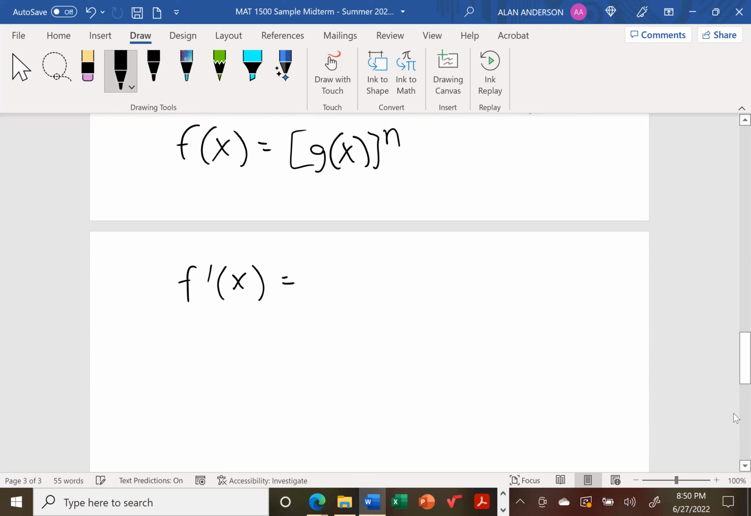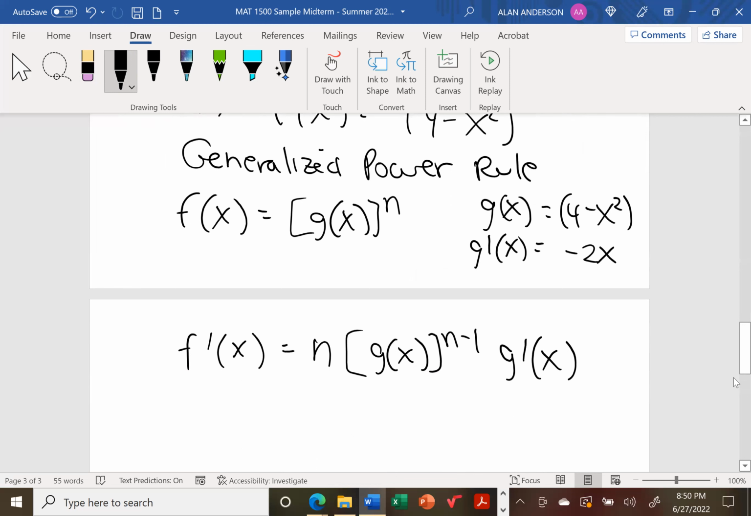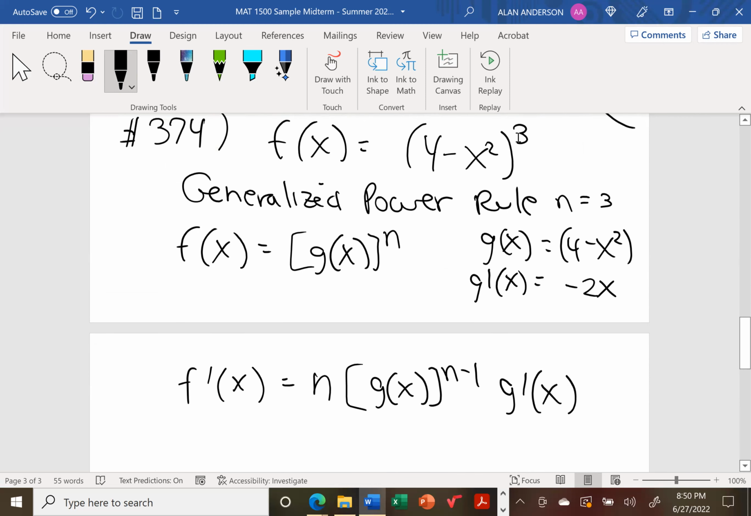It's going to be n g of x raised to the n minus 1 power times g prime of x. Okay, so in this case, we would say that g of x is 4 minus x squared, and g prime of x, based on the power rule, is just negative 2x. Okay, so we can plug these in, and of course, n is 3, as you can see up here.